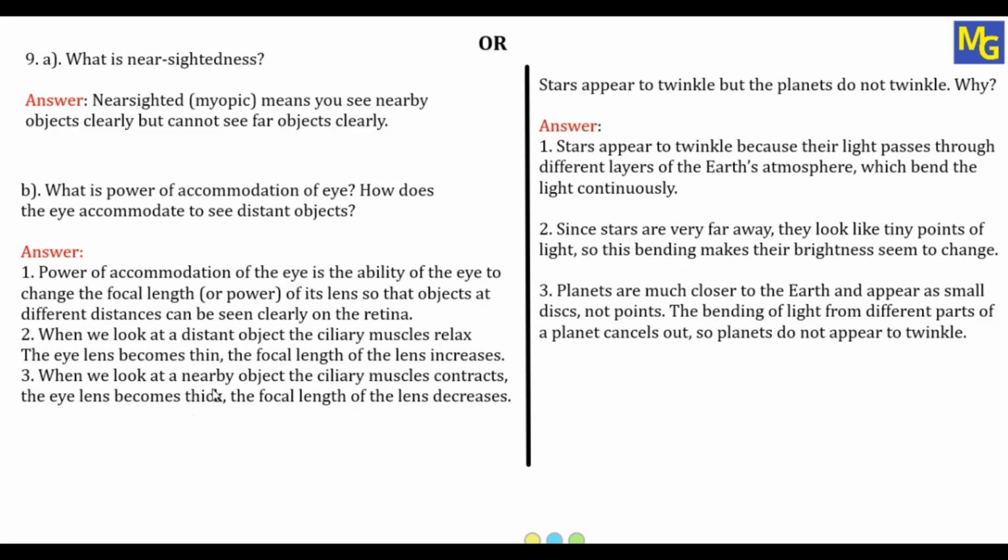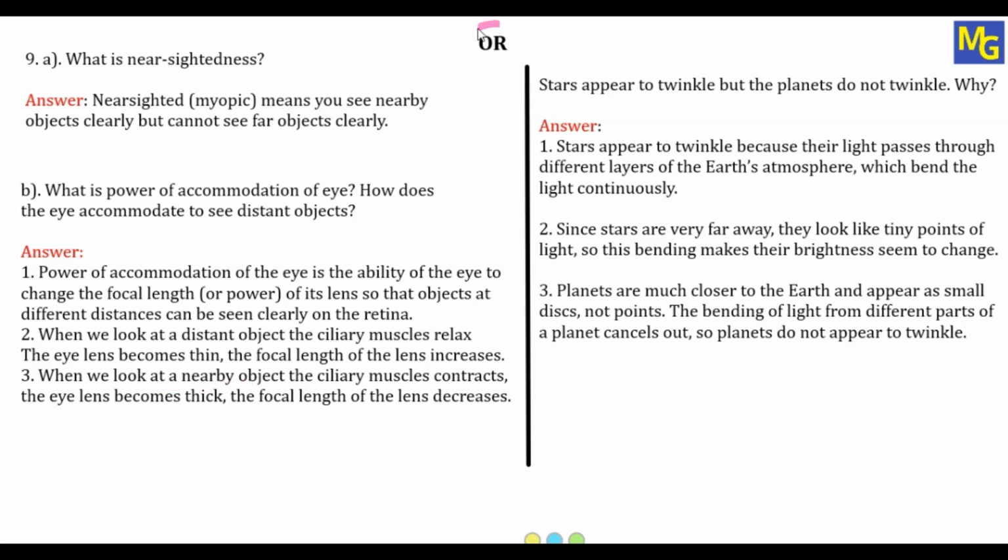So always prepare thoroughly. Now the third point: when we look at a nearby object, ciliary muscles contract. Opposite to the second point, ciliary muscles contract, the eye lens becomes thick and focal length decreases. And with the help of all this, we can see the objects present at a nearby distance clearly. So this was the answer for question B.